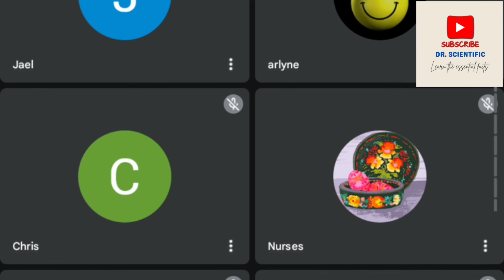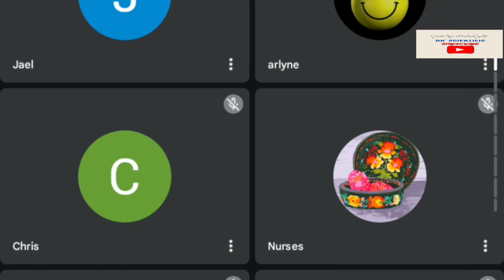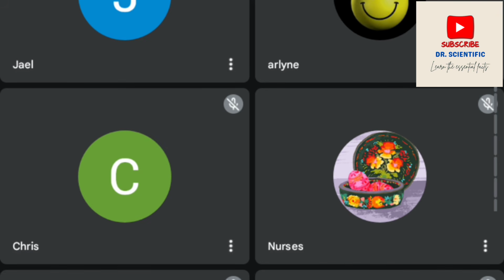What organ is the first to be affected? It all depends on the type of shock. But again, we are talking about the vital organs. We are talking about the heart, we are talking about the liver, we are talking about the kidneys.